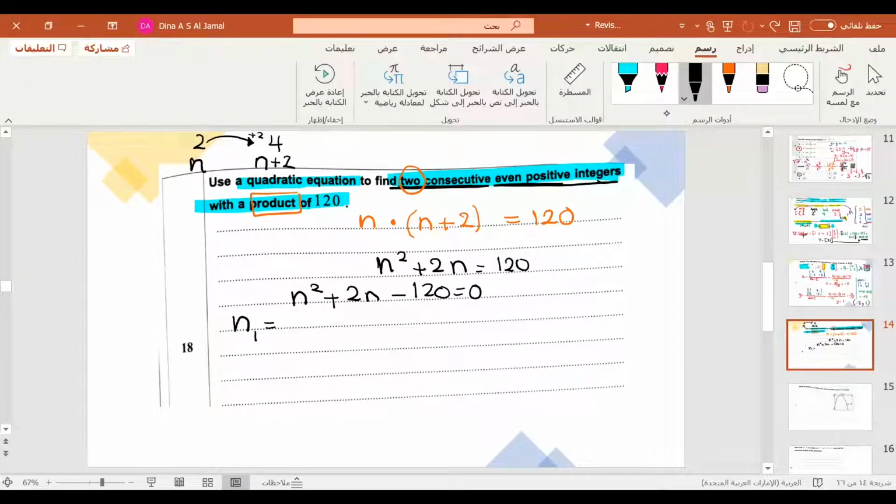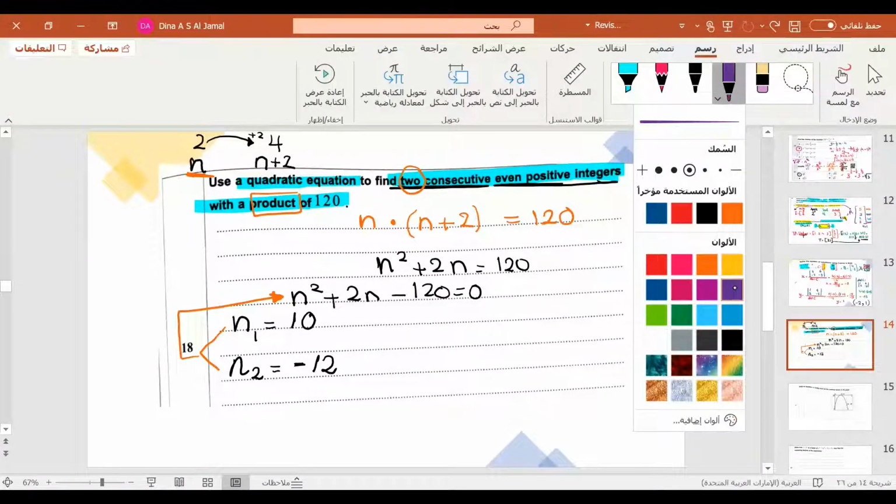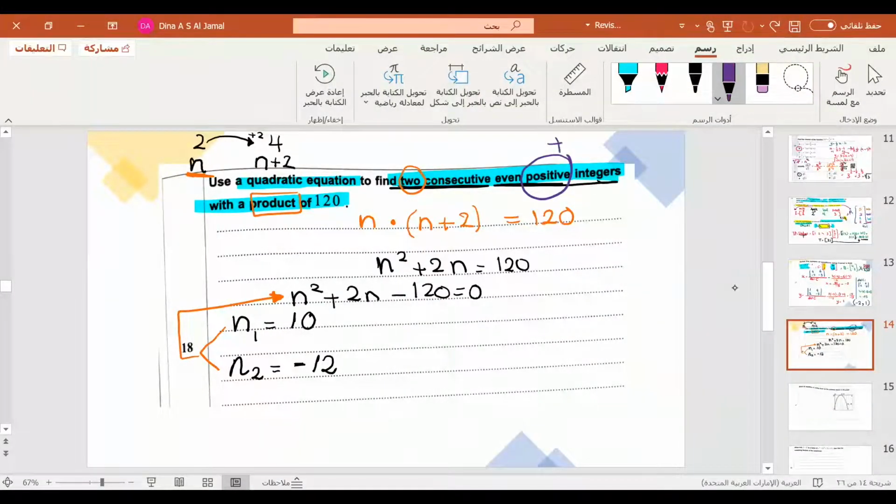You will be getting your n1 is equal to 10. And your n2, not this one, I mean the values of n when you factorize, not the numbers, only the values from factorization. So you have two n's now, and you have to choose between them. 10 and -12. So look at the rule. He would like you to use positive. That means this is rejected.